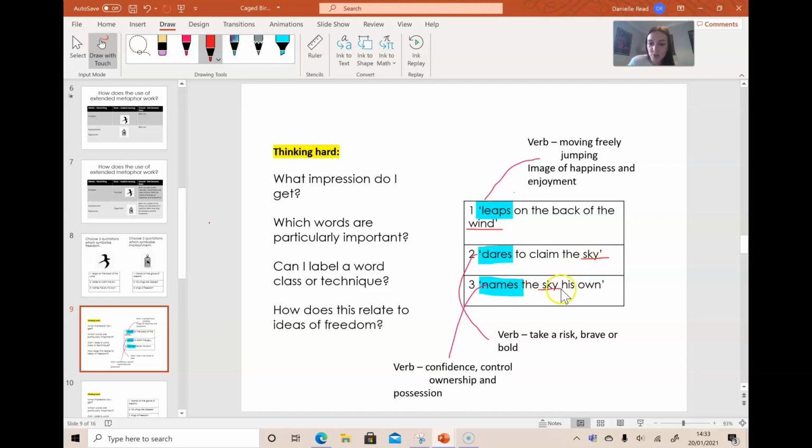So these are all natural images, aren't they? Natural images of the outdoors. So the free bird is associated with the natural world, being outside, being able to move freely, being able to take risks and behaving in a really confident way, which shows that they are in control.